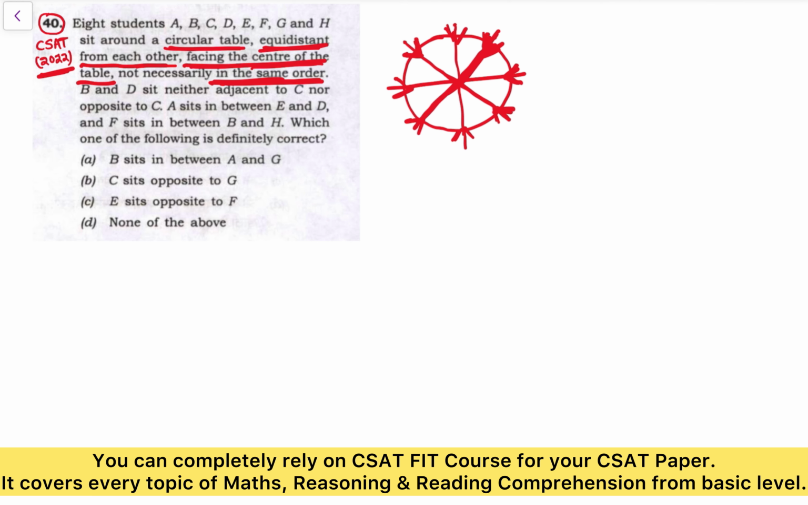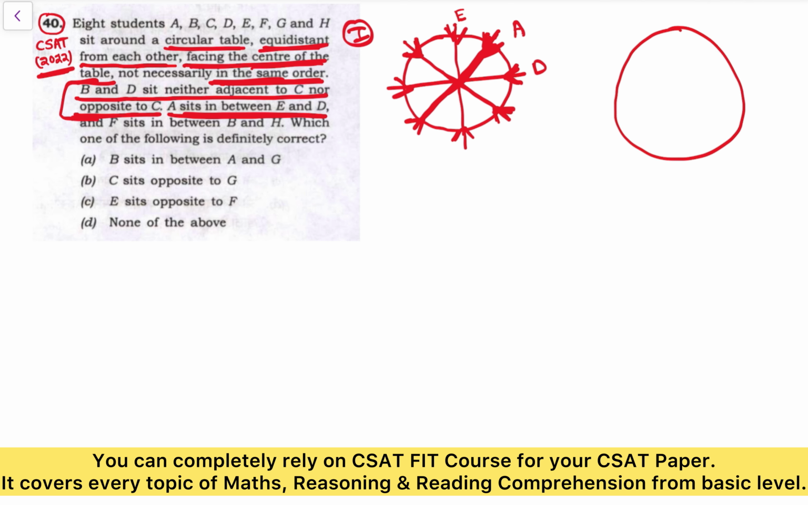Now B and D sit neither adjacent to A nor opposite to A. So let's keep this for next. We will focus on the fixed conditions given. A sits in between E and D. See, A sits in between E and D, so let's place A here. This is one way, so this is the first case, and let's go for the second case for the same.